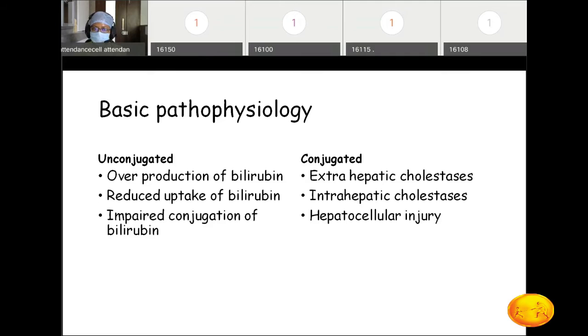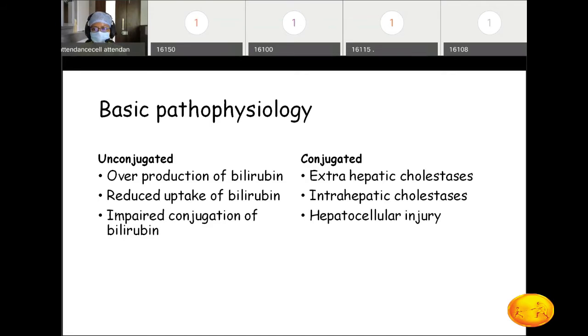So we get the three basic concepts for when you will get indirect hyperbilirubinemia. You're either getting a lot of production of bilirubin because of destruction of your RBCs, mainly. In a few cases, it might be because of your muscle also getting damaged. The second pathophysiology for indirect hyperbilirubinemia is reduced uptake of bilirubin, and third is impaired conjugation of the bilirubin. So that was for the unconjugated part.